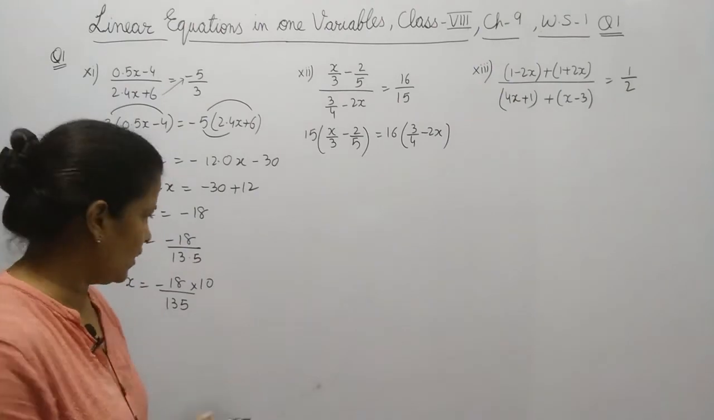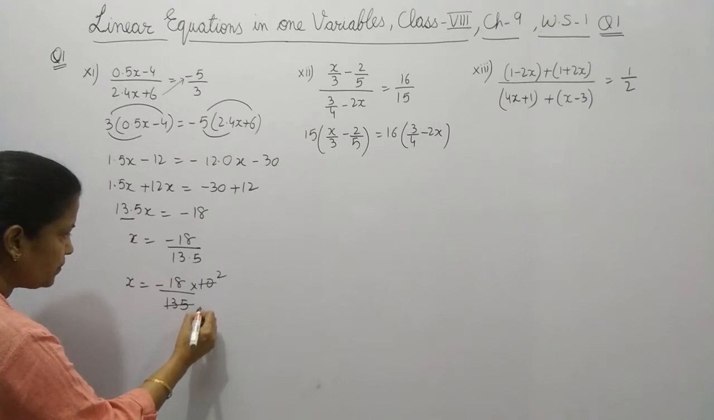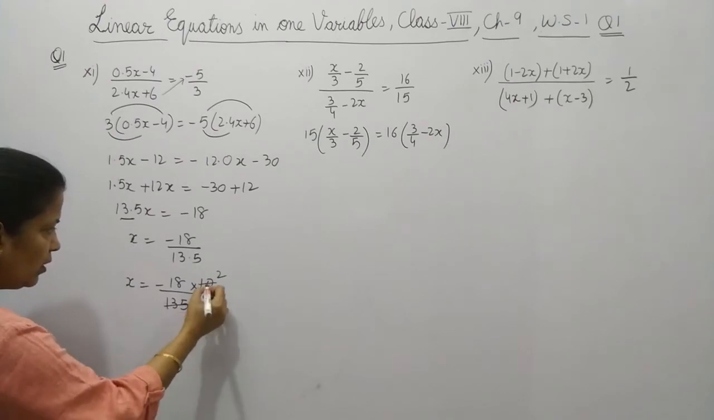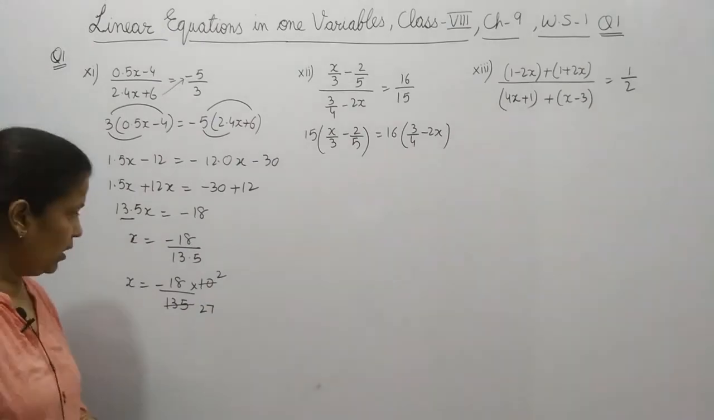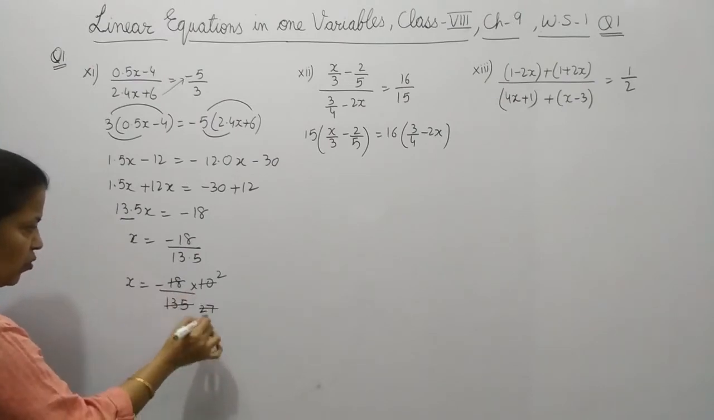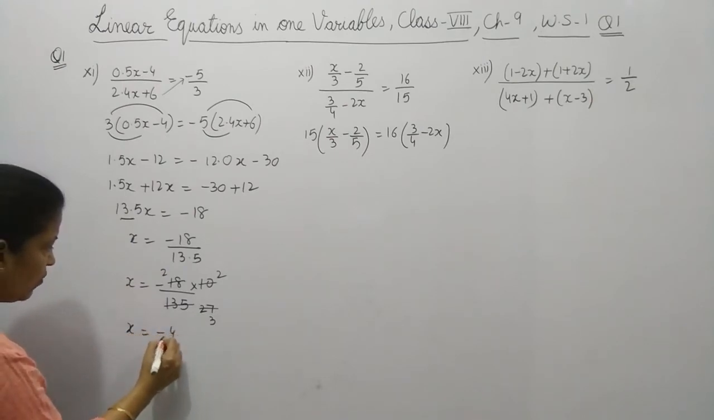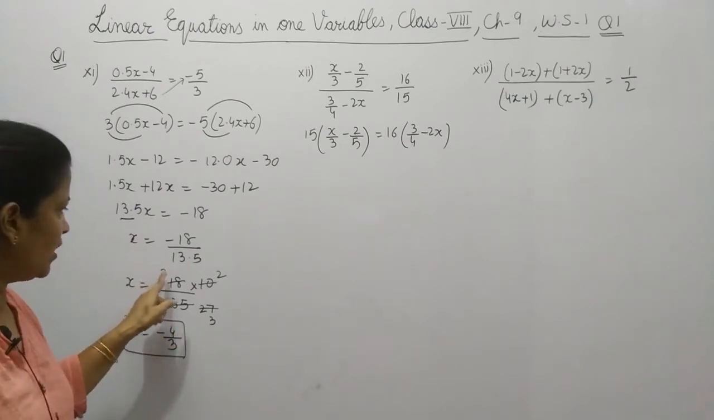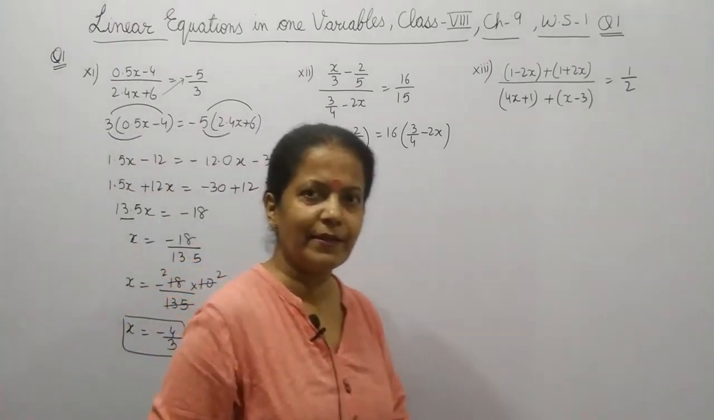Now you can cancel it. So it goes with the 2. It goes with 5. 5 to 10 and 27. Okay. Now these two go with 9, 9 2s and 9 3s. So x equal minus 4 by 3 will be the answer. Why minus 4 by 3? Because minus 2 into 2, minus 2 multiplied by 2 is minus 4. I think it's clear.